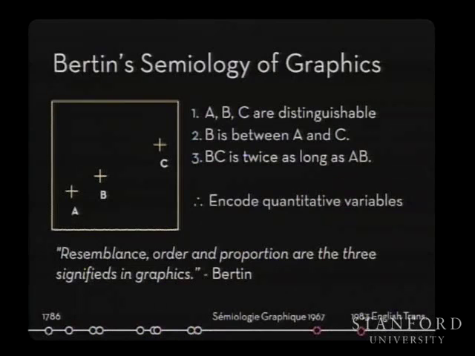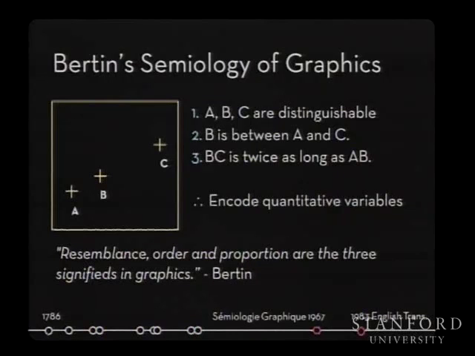In this case, with position, you see that BC is about twice as long as AB. So you can get a perception of proportion. And so in this way, position as a visual encoding variable supports all three of these types of perceptual tasks. And so it's well suited to showing categorical data, rank orderings, as well as quantitative numbers.